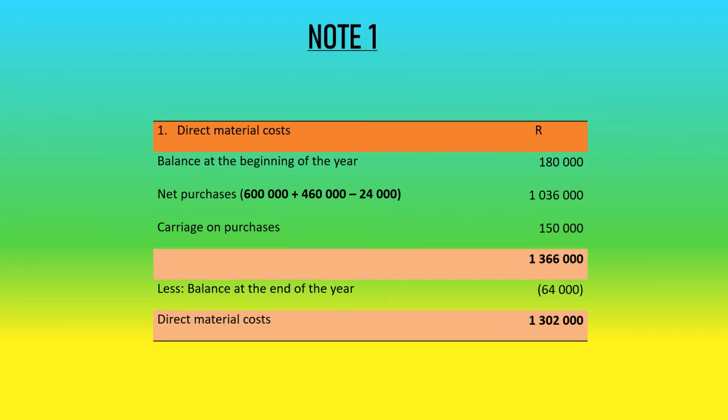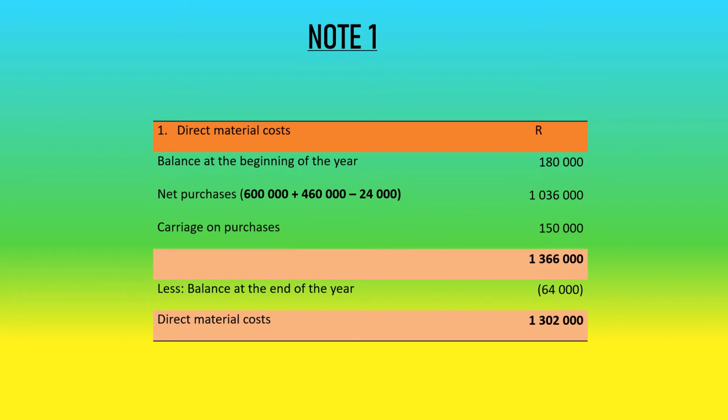So firstly, let's look at note 1, where we calculate our direct material costs used in the manufacturing process. So if you go to your information sheet, you see we have an extract from balance sheet on 1st September 2013, and the opening balance for raw material stock is 180,000 rand.